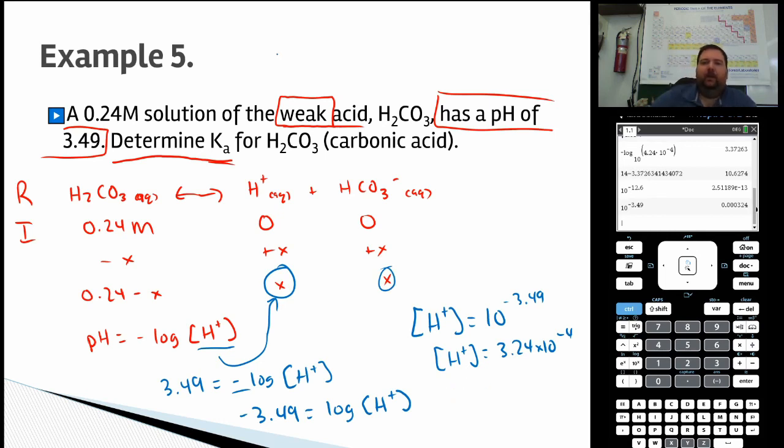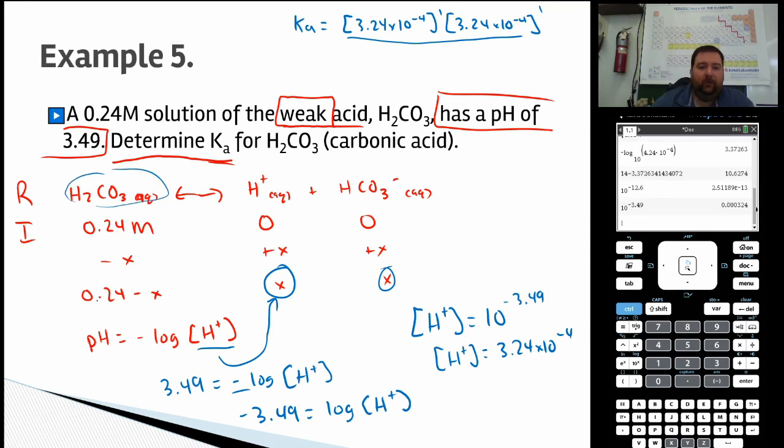Let's do that. So my Ka value is the concentration of my products, which is 3.24 times 10 to the negative 4, to the exponent of 1, times 3.24 times 10 to the negative 4 to the power of 1, divided by the concentration of my carbonic acid, which is 0.24 minus 3.24 times 10 to the negative 4 to the power of 1. Let's go ahead and throw that in our calculator.